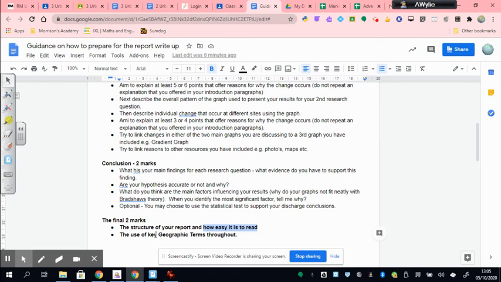That's one mark. The second mark is that you are expected to be using key geographic terms throughout the whole report. So I should be seeing words like attrition, hydraulic radius, discharge. Key geography words should be littering your report. And that has been built into the very teaching of this report as we've done it. So that should be present throughout.